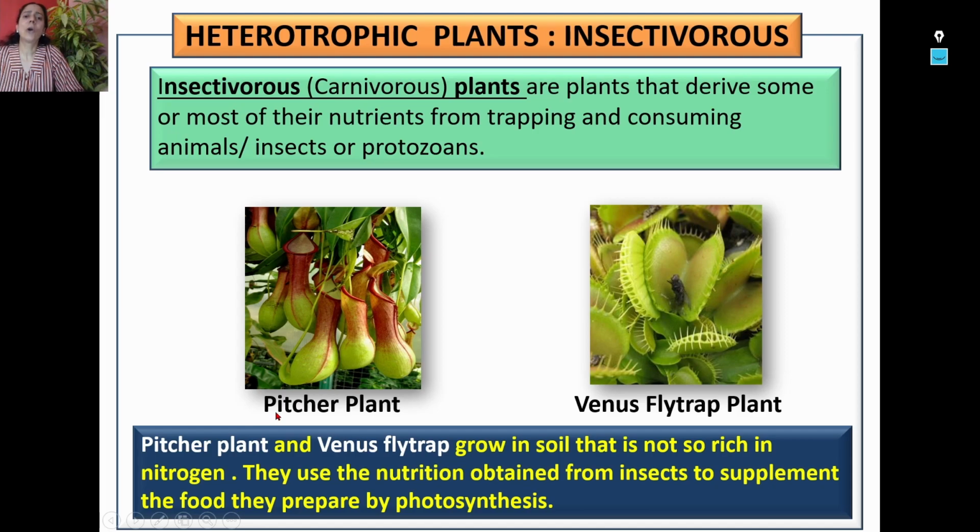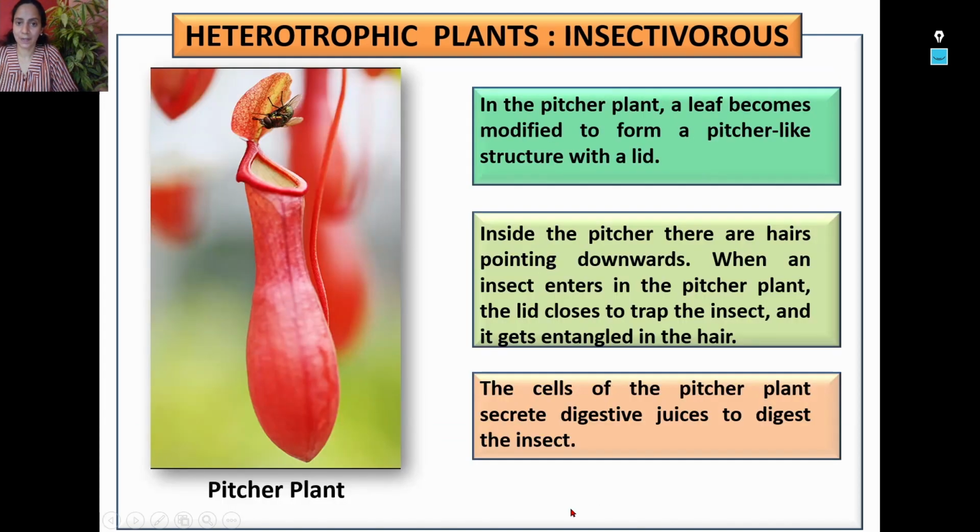In fact, there is a long list of insectivorous plants, but the famous ones are pitcher plant and Venus flytrap. They grow in soil which is not rich in nitrogen. So in order to fulfill the nitrogen requirement of the plant, it traps insects, sucks their juices, and supplements the food that they prepare by photosynthesis.